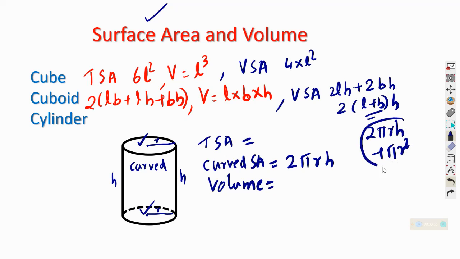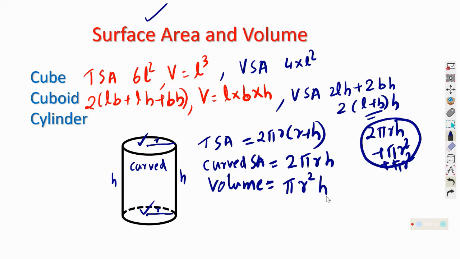On rearrangement, we got the total surface area can be calculated as 2 pi r. There are two surfaces, plus 2 times pi r square will come. So naturally we will write 2 pi r into r plus h. This also you studied last year. And the volume of a cylinder is calculated by the formula pi r square h.